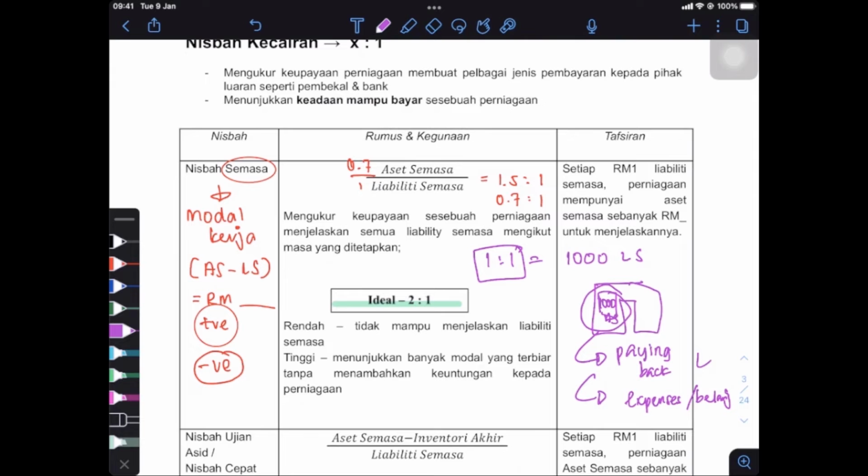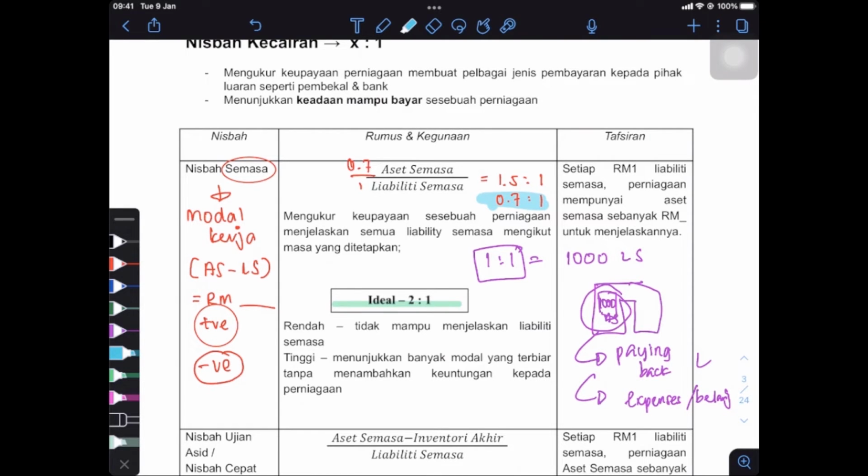Okay. So if Nisbah Semasa is lower than 2 to 1 or lower than 1 to 1, what it means is that you don't have enough money to pay back, as mentioned. We discussed it here. It means tidak mampu membayar. What if you have 15 to 1 for your Nisbah Semasa? Does it mean that it is good? No. And the next question will be why?